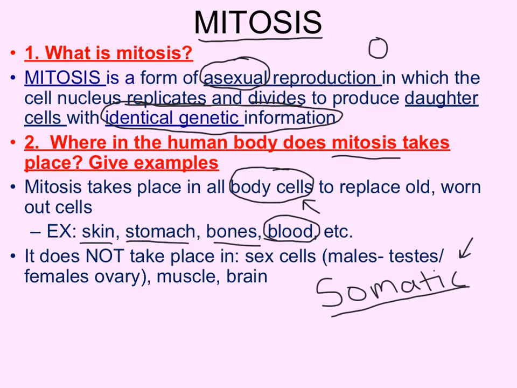When your skin cells need to make more skin cells, you want them to be identical copies of the original. Your skin cells do not have to get together. You don't need male and female skin cells in order to reproduce. They just make an exact copy of themselves in order to reproduce.